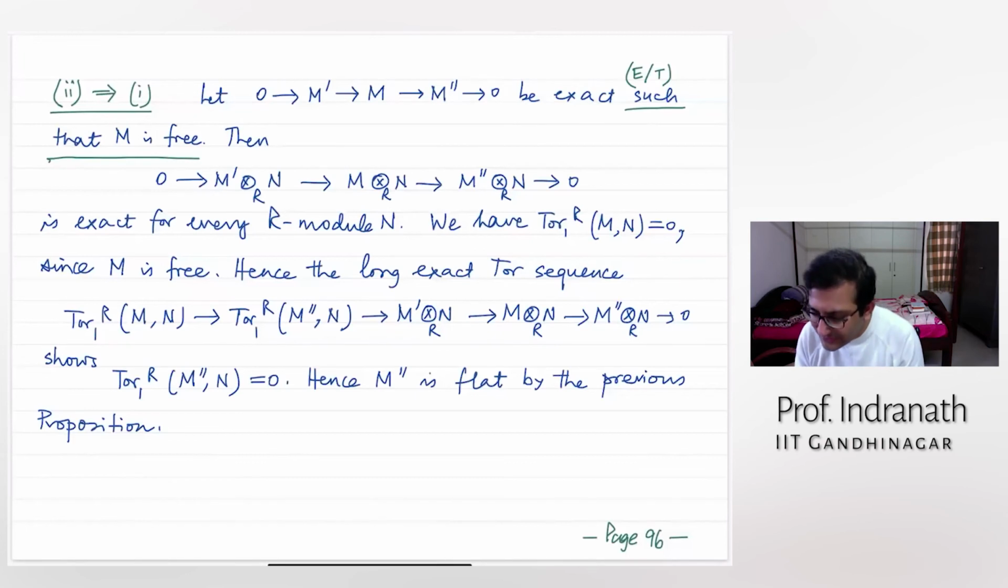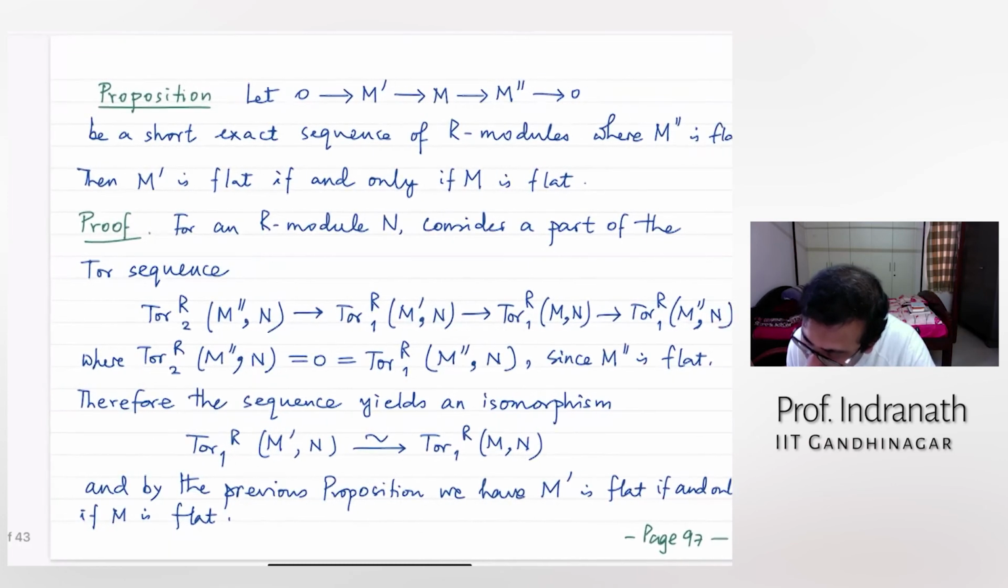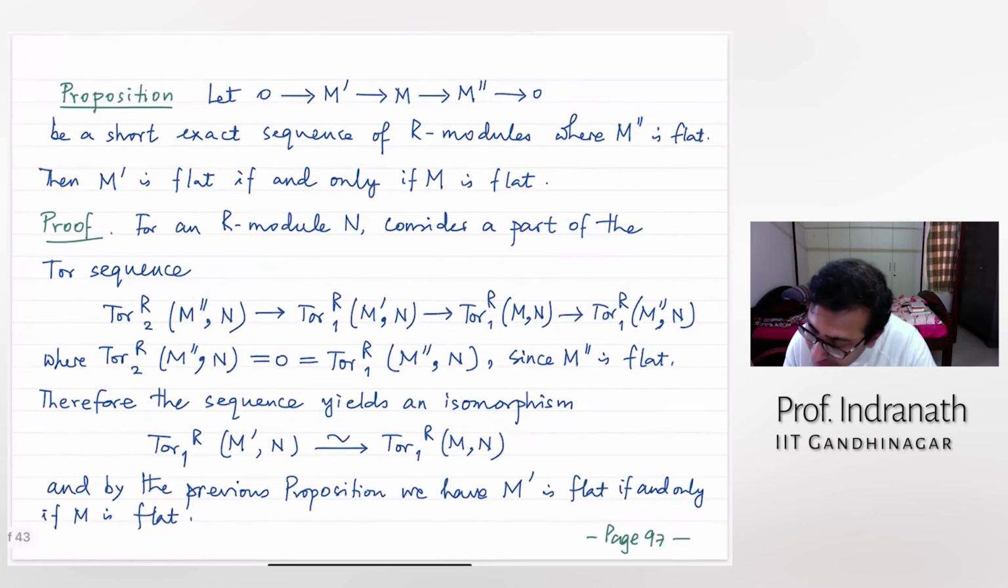It's kind of, once you have a 0 here and you have the exactness out here, and therefore M double dash is flat, etc., etc. Okay, and similarly, if you have a short exact sequence of R modules and the tail is flat, then M dash is flat if and only if M is flat. So same kind of argument. Once again, what you do is you use Tor1 is 0. That's it.